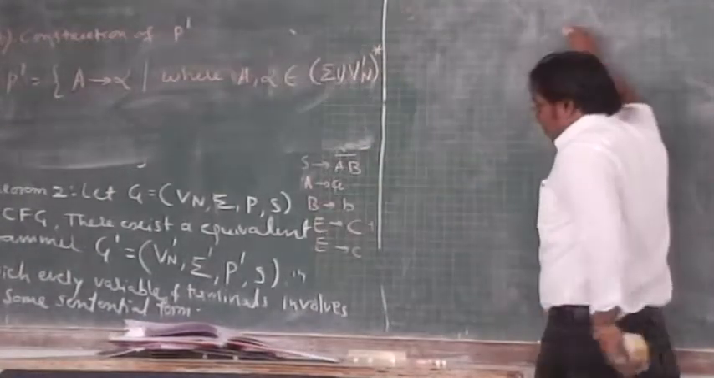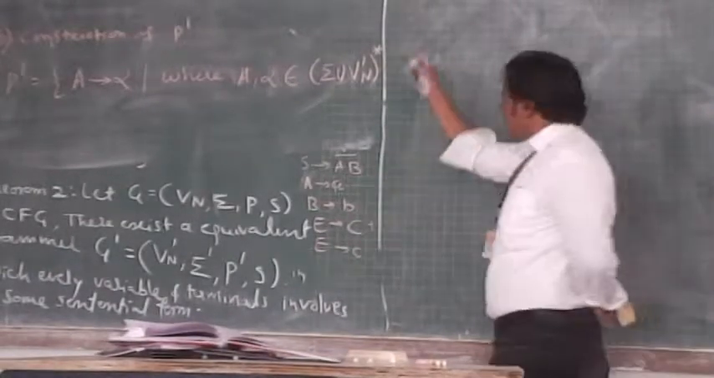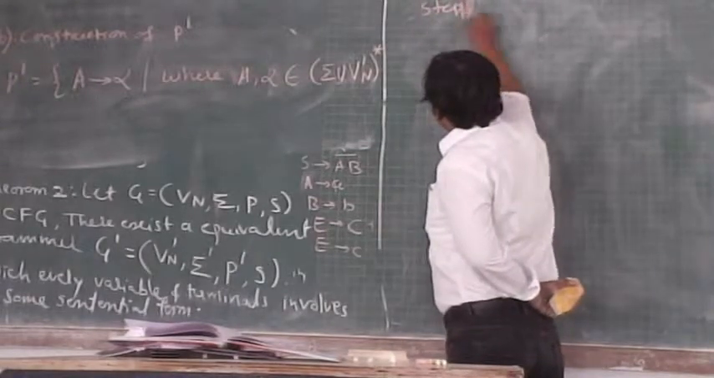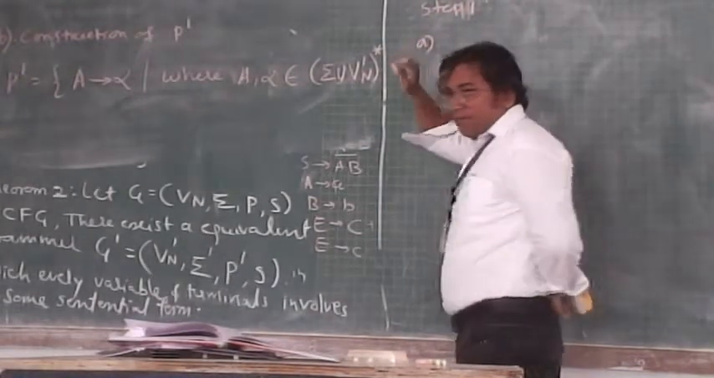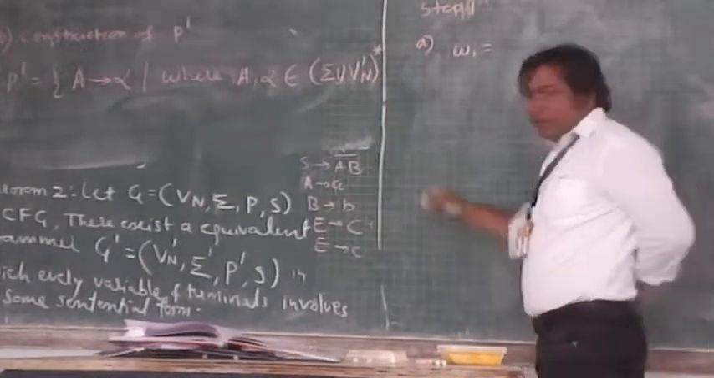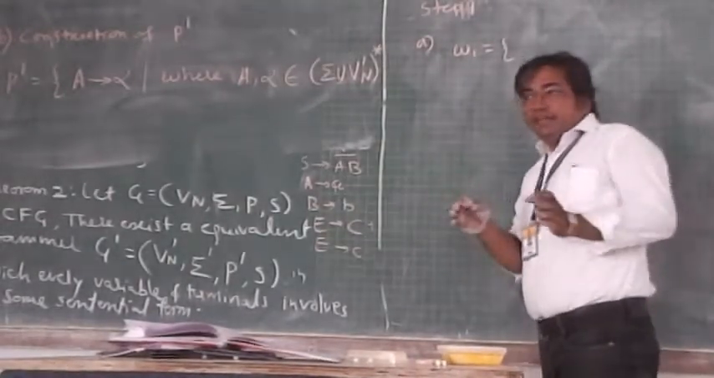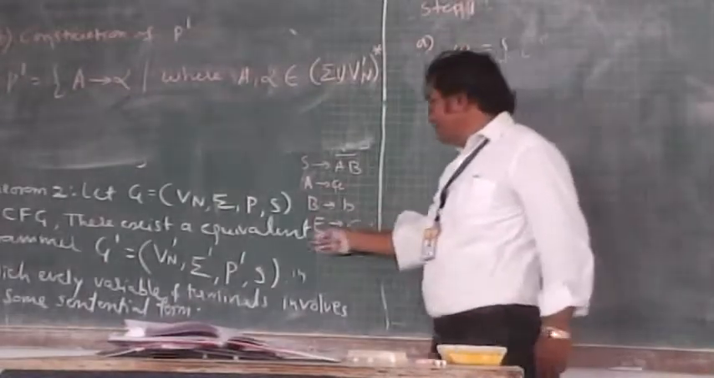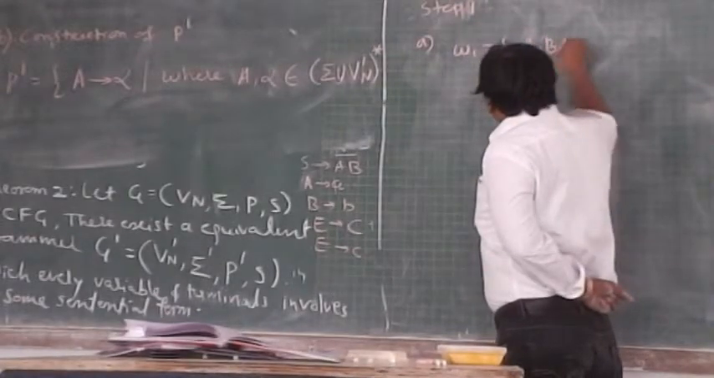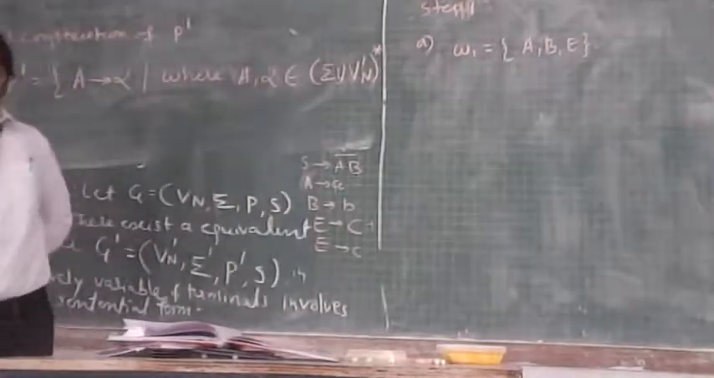My grammar is, once again I will write. I will start step 1. In this first step, I need to calculate W1. W1 is the set of variables having a production whose right hand side is a terminal. In this case, A, B, E are such variables. So I calculated W1, where I consider i is equal to 1.